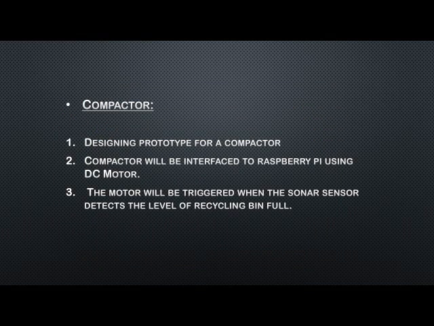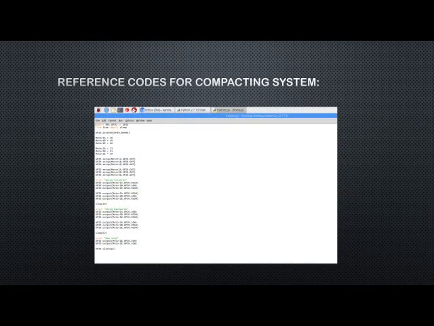Secondly, is about the compactor. For the compactor, as we know, the KASA Smart Recycling Center is designing the compactor to increase the area of the bin by compacting the trash before it's getting full. At this current stage, we have designed a prototype for a compactor. The compactor will be interfaced to Raspberry Pi using a DC motor. And thirdly, the motor will be triggered when the sonar sensor detects the level of the recycle bin is full. This figure shows the reference code for the compacting system.